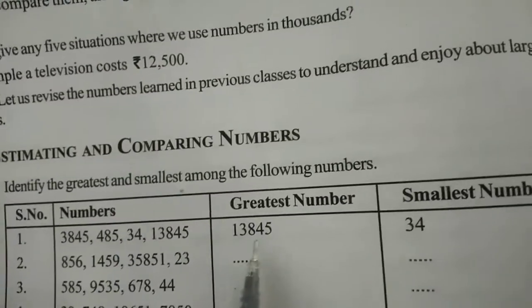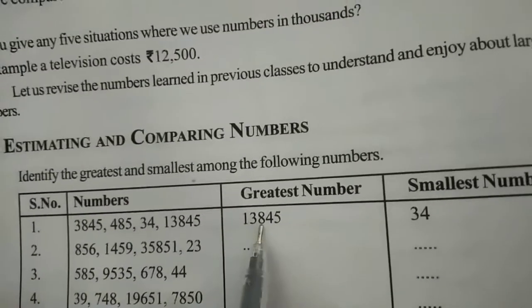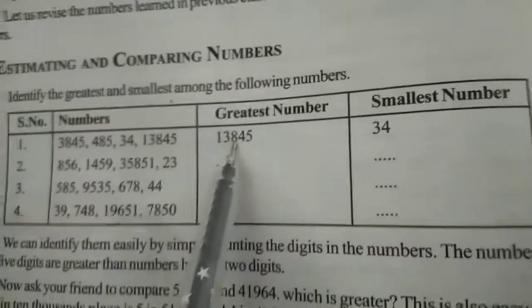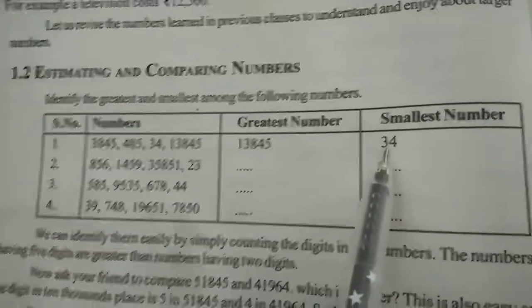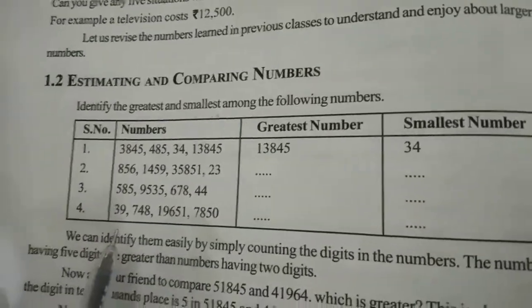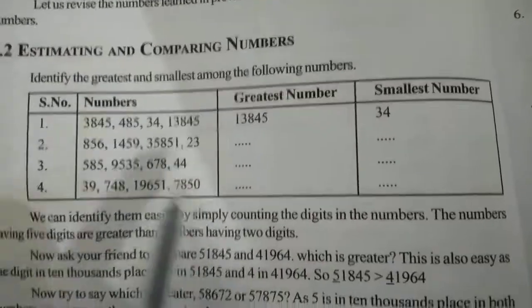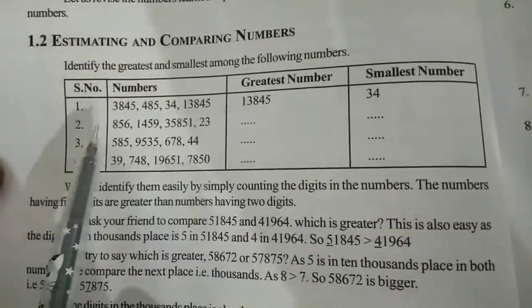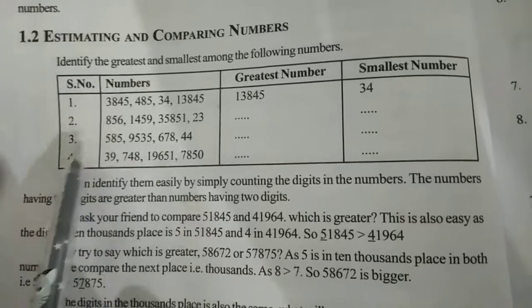So he has given the answers already. 13,845 is the greatest number, and the smallest is 34. Why? It has 5 digits and it has 4 digits. Now, you have your own textbook, so you can do this work. Now, I will explain the second one, and then the third one and fourth one.